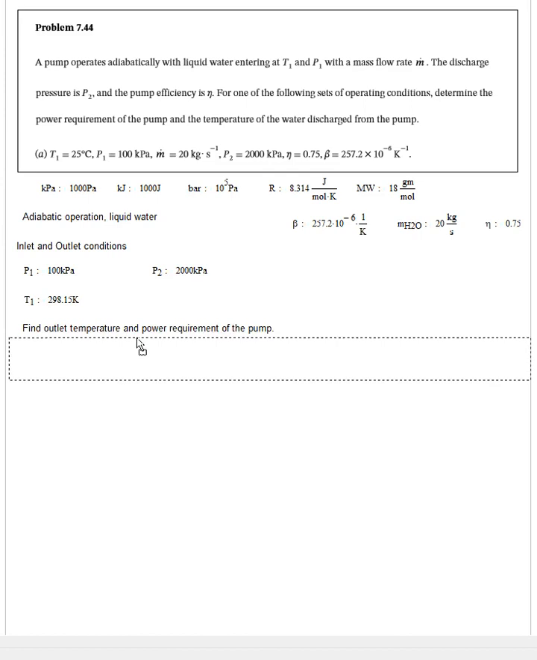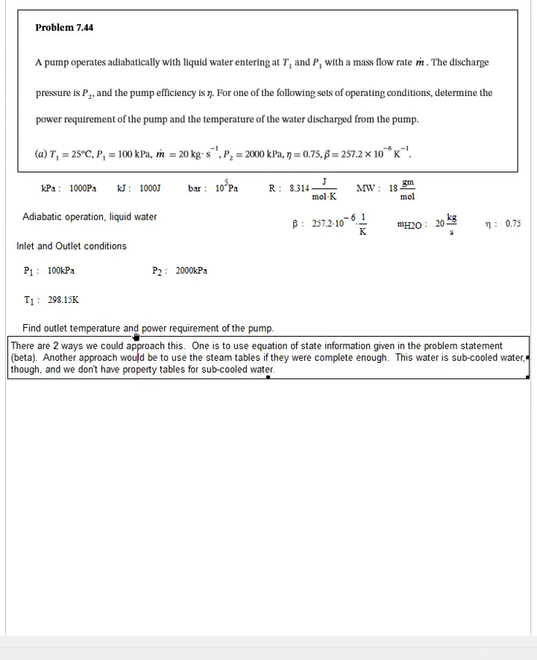We've done problems similar to this before. There are two ways that we could approach this problem. One, and what we're going to do in this problem, is use the equation of state information that's given to us. They gave us a value of beta. Another approach would be to use the steam tables or water property tables.